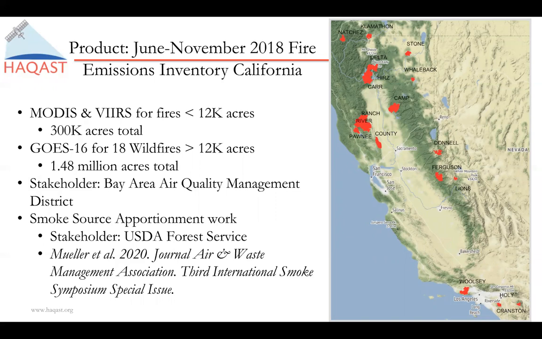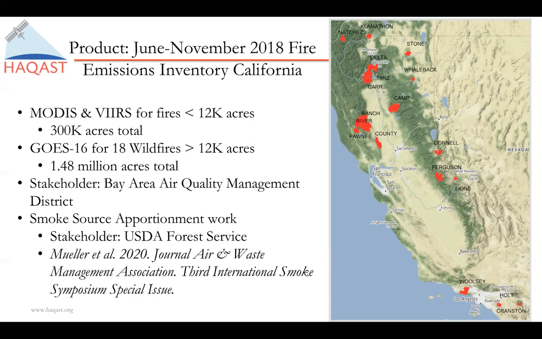But this approach really is best suited for the large wildfires. And that's because the resolution of the product is still rather coarse, especially compared to what we get with the MODIS and VIIRS products, which are at higher resolution still. So what we did is we came up with a fire emission inventory that's based on all these sources of information. So for the smaller fires, for the fires that were less than 12,000 acres, we used MODIS and VIIRS to create this fire emission inventory. And so Bay Area Air Quality Management District was interested in this.